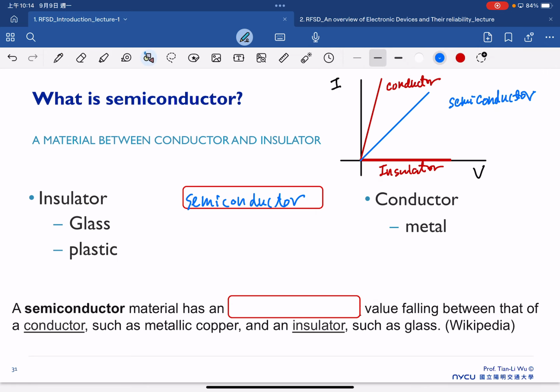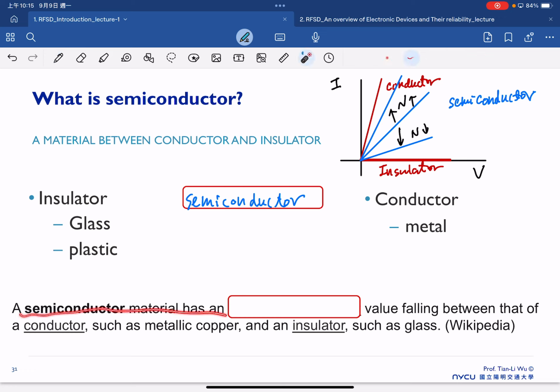If you dope with a concentration as small as possible, you can start to tune the semiconductor to become an insulator. So that's actually one of the most powerful properties of the semiconductor: we are able to adjust the conductivity by doing some additional process here.